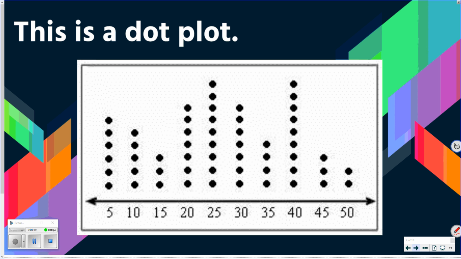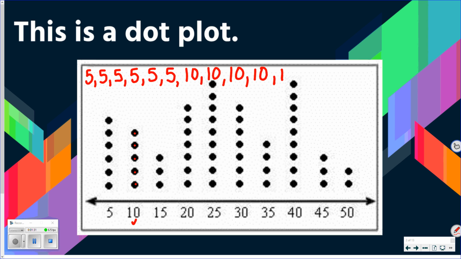So if I were to ask a question, the number of responses for 5 would be 1, 2, 3, 4, 5, 6. If I were to write this data out, it would look like this. So I have 6 5s. Then I can look at the next value. The number 10 was a response 1, 2, 3, 4, 5 times. So I could add that to my data list. The 10 would show up 5 times. And I could continue going throughout the data.